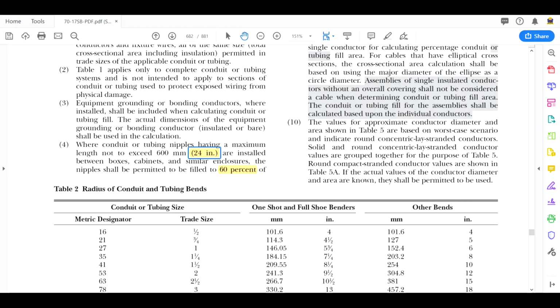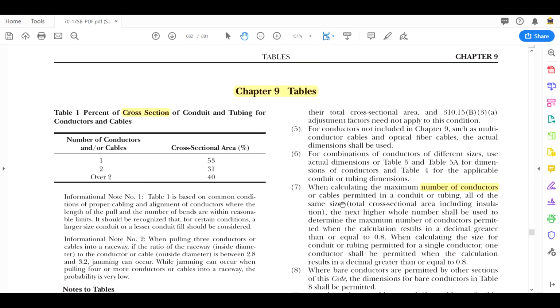There is also something unique here as well that you might want to be aware of if you're taking the exam, and that is this little piece right here. It also reminds you, since you are dealing with a nipple, that you don't have to apply the adjustment factors that are found in 310.15(B)(3)(a). And again, that's for the number of current carrying conductors that are in the actual raceway. So because it's a nipple, because it's short, I don't have to apply these adjustment factors.